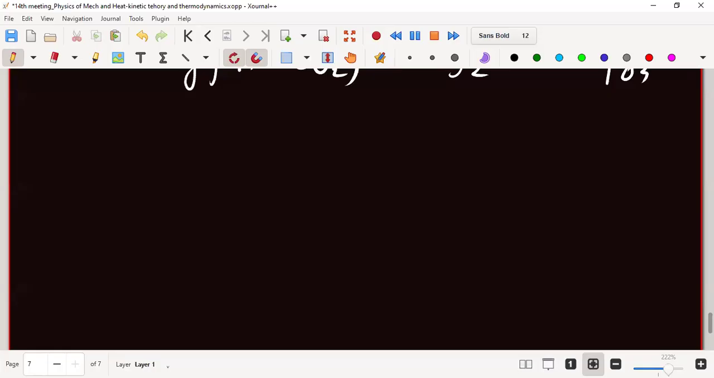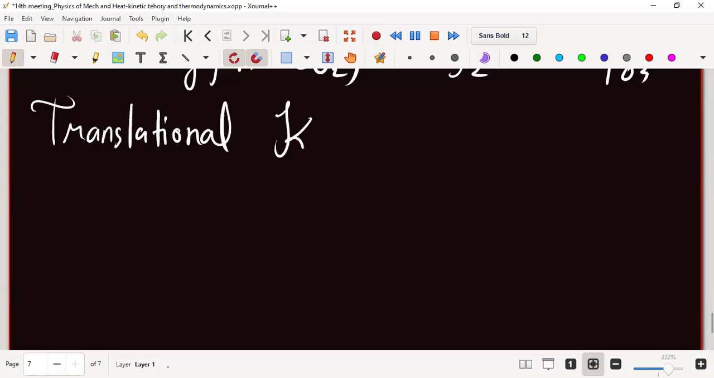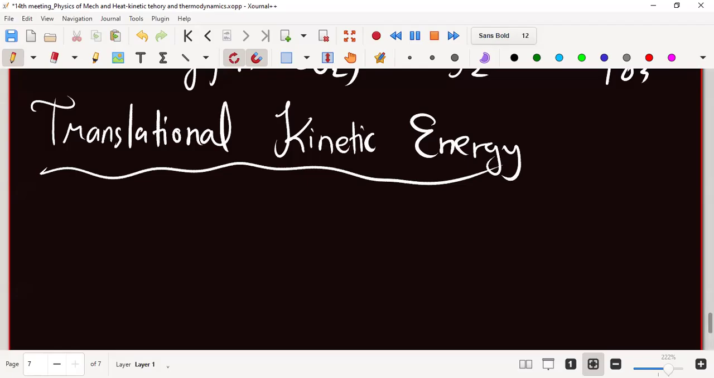Okay, and then we continue to translational kinetic energy. So consider a single molecule of an ideal gas as it moves around in the box. For example, a single molecule, we can calculate the kinetic energy.